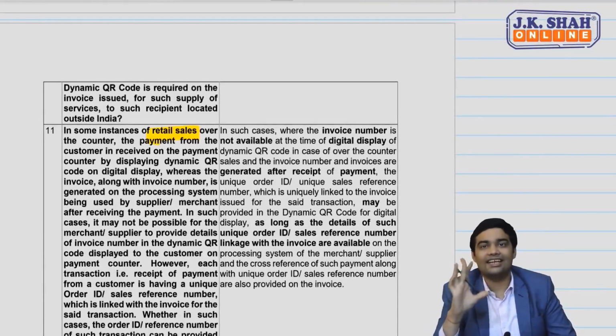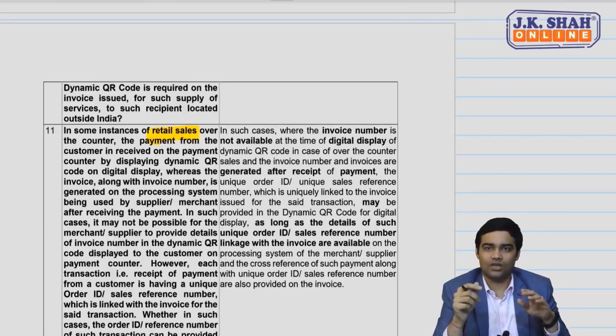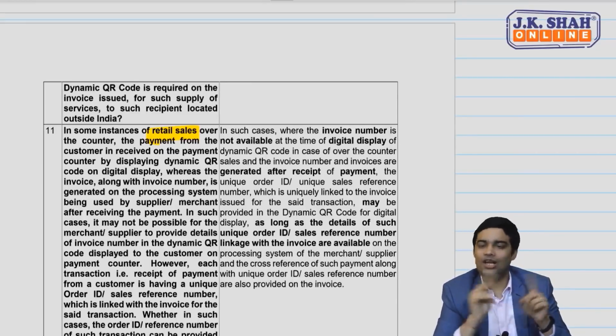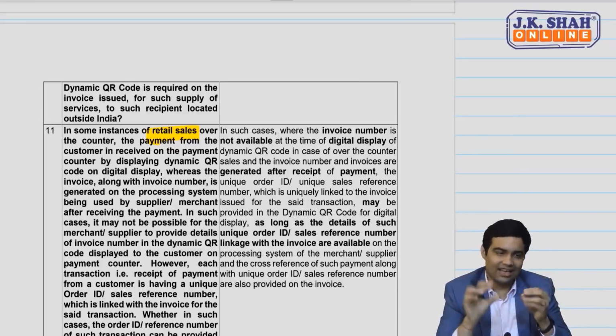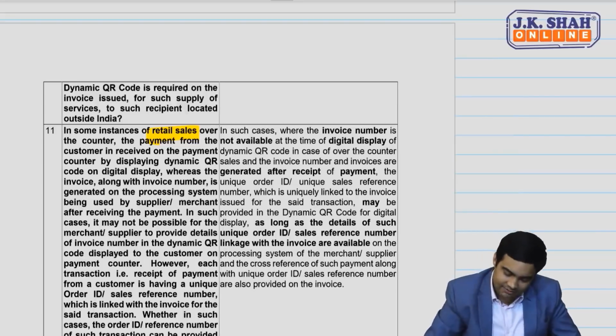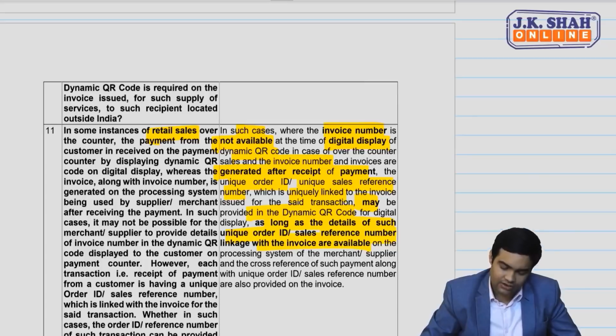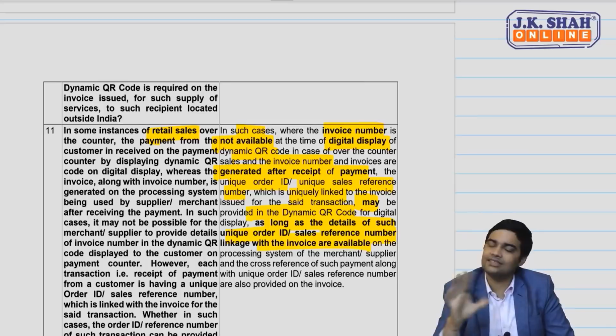People, the retail sale counter. When you go to a shopping mall, that retail sale counter will ask you to make the payment and then generate an invoice. Now, when you are making the payment and then generating the invoice, they already have a cross-reference. In such cases, should you again print a dynamic QR code? Let's see what they have said. In such cases, where the invoice number is not available at the time of digital display of the dynamic QR code, that is, the invoice is generated after payment, then the unique order number or unique sales reference number, which is uniquely linked to the transaction, may be provided in the dynamic QR code as long as the details of such unique number and cross-reference are available. If you have the reference and linkage, that is sufficient. That's the whole motto of this entire exercise.